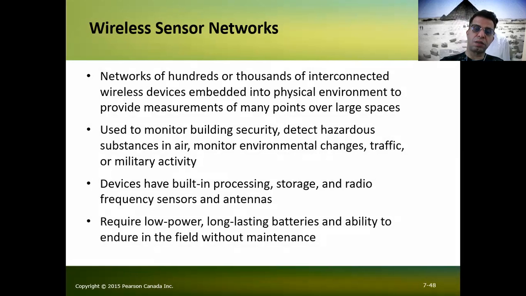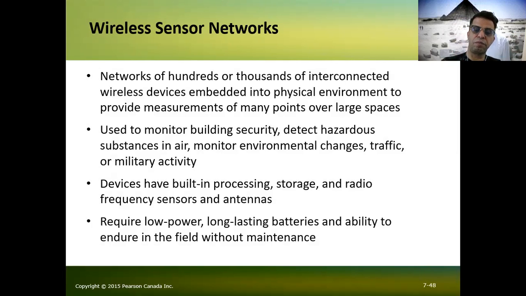In the wireless sensor network, it's different. In some houses, you see there is a light in front of the door, and when you're passing, the light goes on. That's another type of wireless sensor network. These are networks of hundreds or thousands of interconnected wireless devices embedded into the physical environment, providing measurements at many points over large spaces. You've seen the 007 red line light, where he jumps over it. If he hits it, it beeps. This is the wireless sensor network.